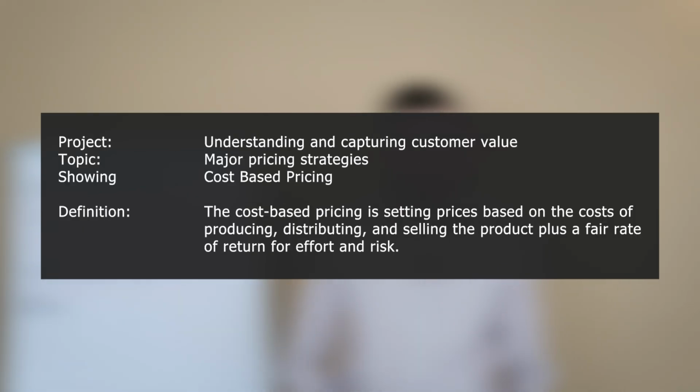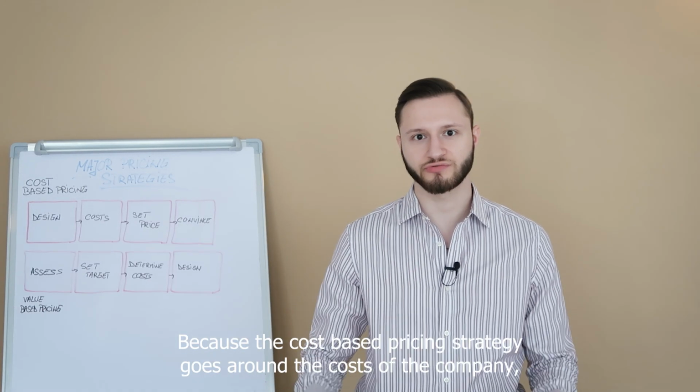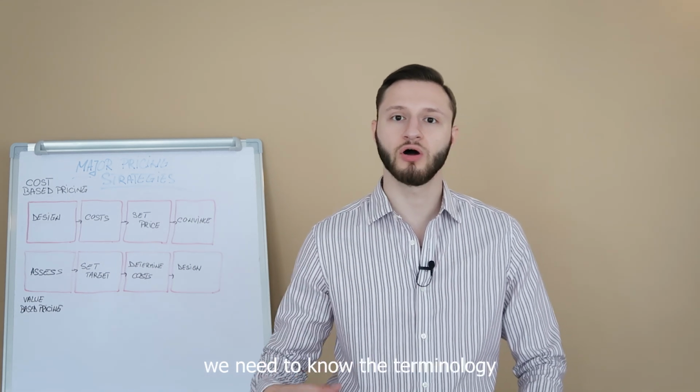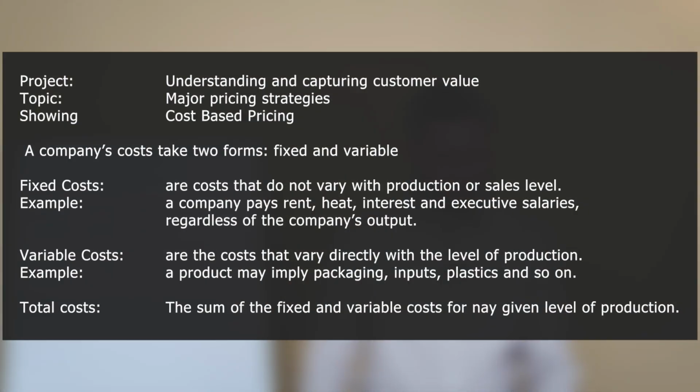Cost-based pricing is setting prices based on the costs of the production, the distribution, and selling the product plus a fair rate of return for effort and risk. Because the cost-based pricing strategy goes around the costs of the company, we need to know the terminology and what the costs can be for such a company and such a product. A company's costs can take two forms: fixed and variable. The fixed costs are costs that do not vary with the production or sales level. For example, companies pay rent, heat, interest and executive salaries regardless of the company's output.